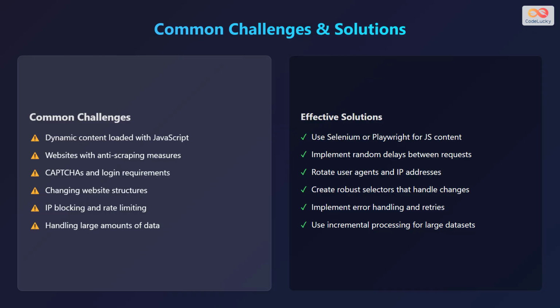For dynamic content, use Selenium or Playwright to render JavaScript. Implement random delays between requests to mimic human behavior. Rotate user agents and IP addresses to avoid detection. Create robust selectors that can adapt to changes in website structure. Implement error handling and retries to manage failures gracefully. Use incremental processing for large datasets to avoid memory issues.